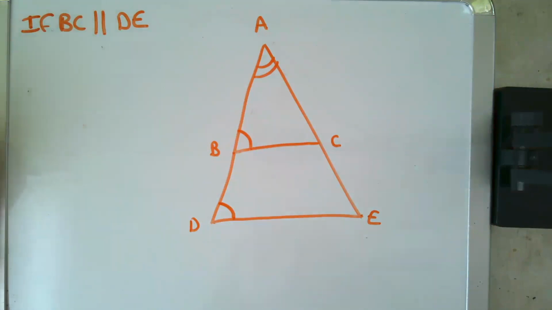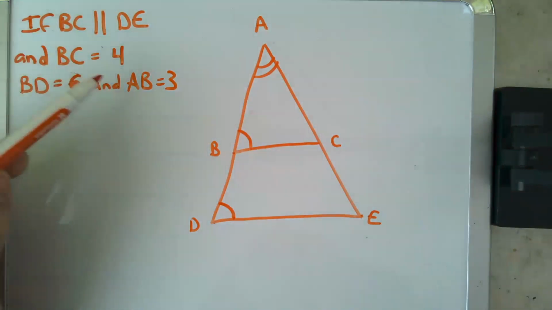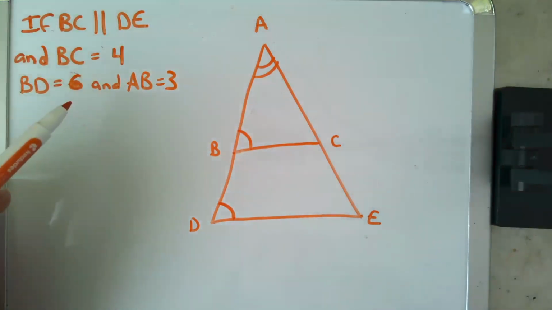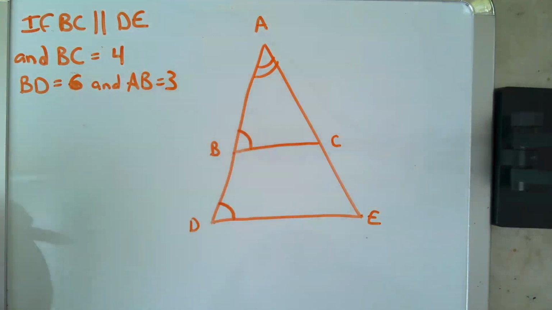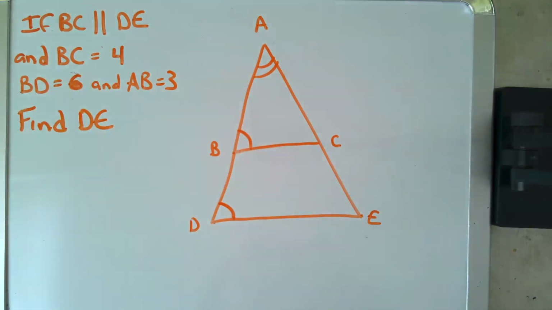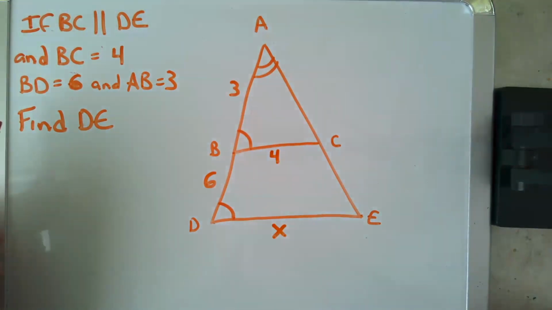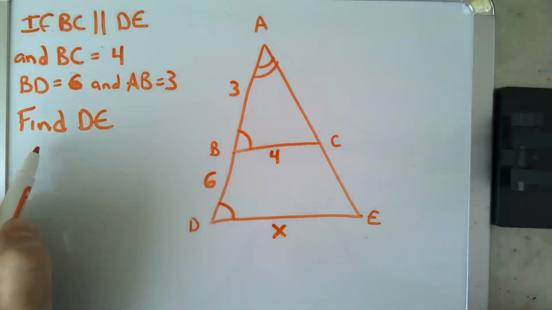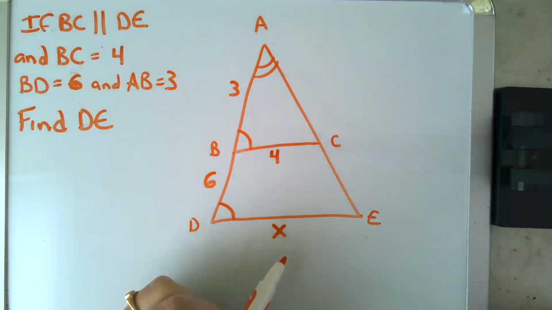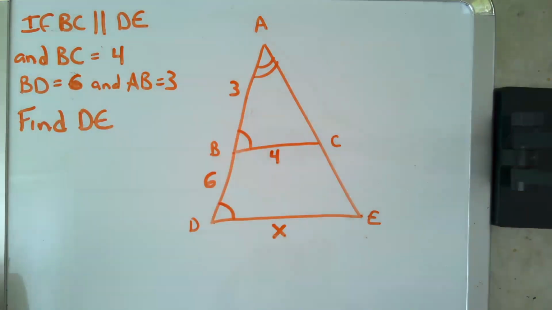So let's say the givens went on to say something like this. BC equals 4, BD equals 6, and AB equals 3. Find DE. Well, the first thing I like to do is put any information from the givens onto my picture. So I do this. And I also like to label what I'm being asked to find with a variable because that allows me to go ahead and start to create equations.